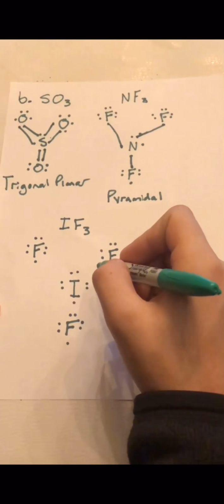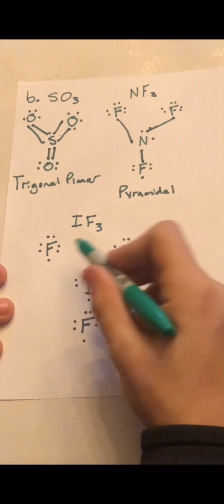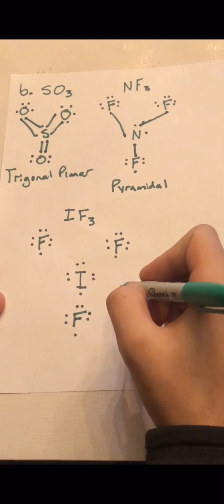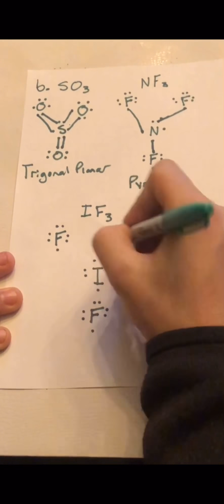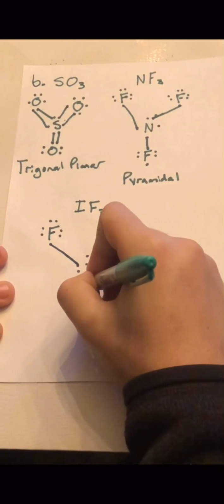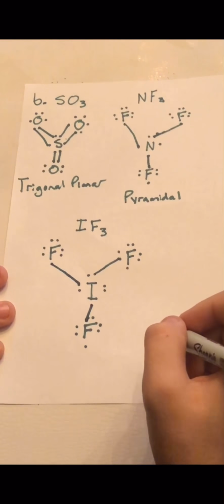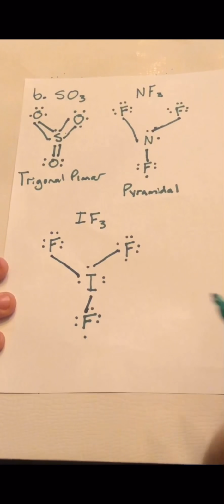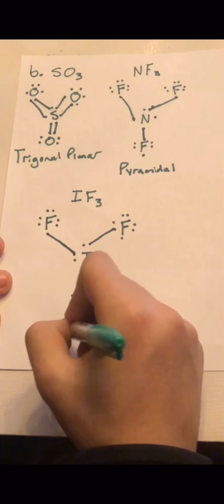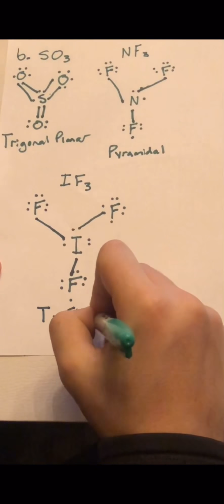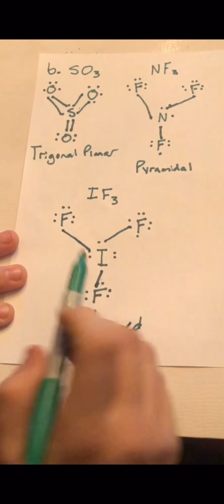For the last structure, we are given IF3. Iodine and fluorine, of course, each have 7 electrons. We know that fluorine can only receive a single bond to get a full octet. So by doing so, for each of the 3 fluorines, iodine will receive 10 electrons. We know that this structure is T-shaped because it has 3 bonds and 2 unshared pairs.